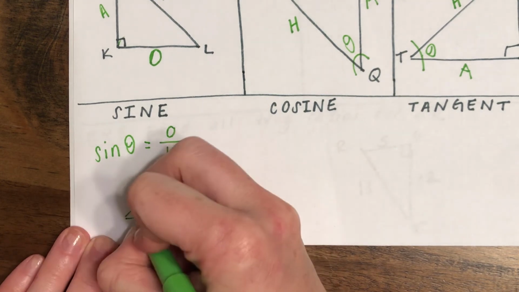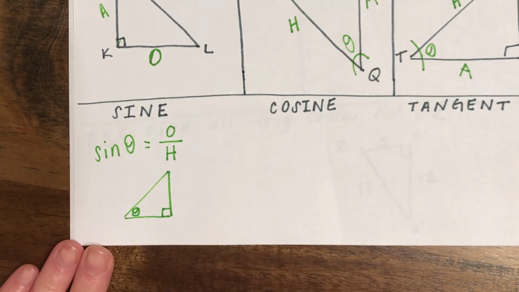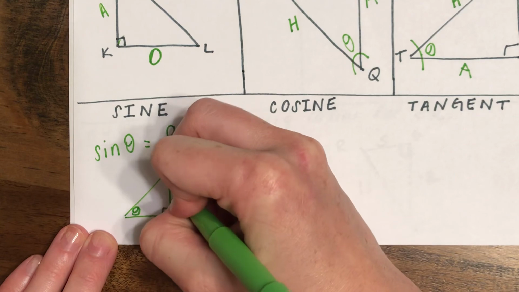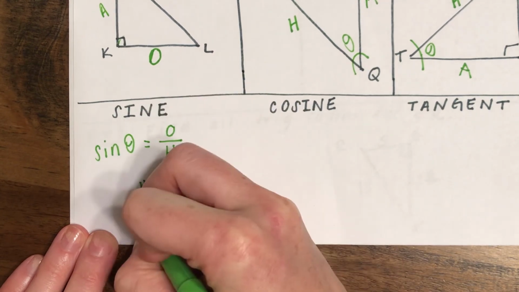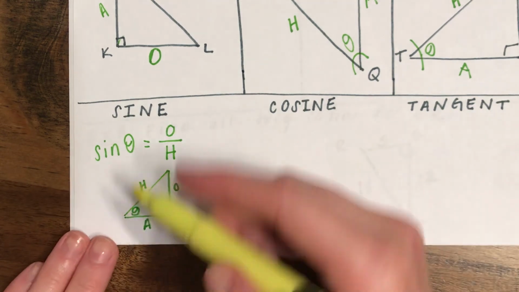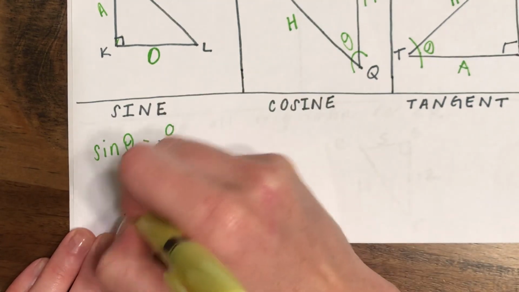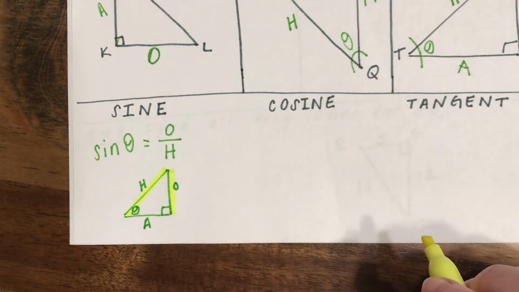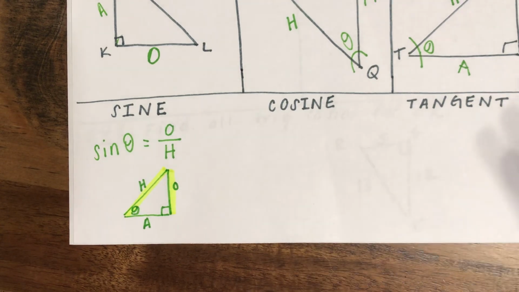Okay, so let's say here's our reference angle. There's our theta. My opposite side is here. My hypotenuse is here. And my adjacent side is down here. The sine of this reference angle is going to be the ratio between those two sides. And obviously we'll be given numbers in the examples that we'll be working on.